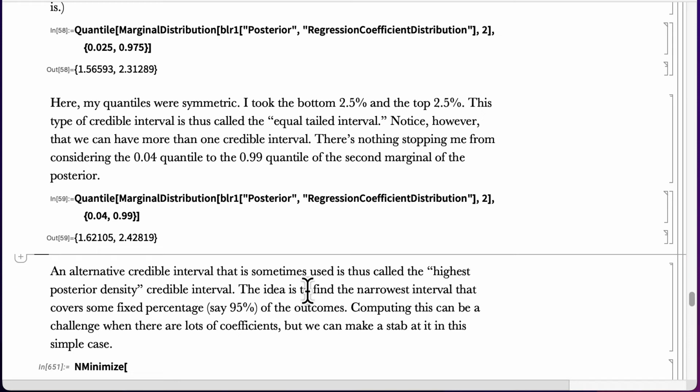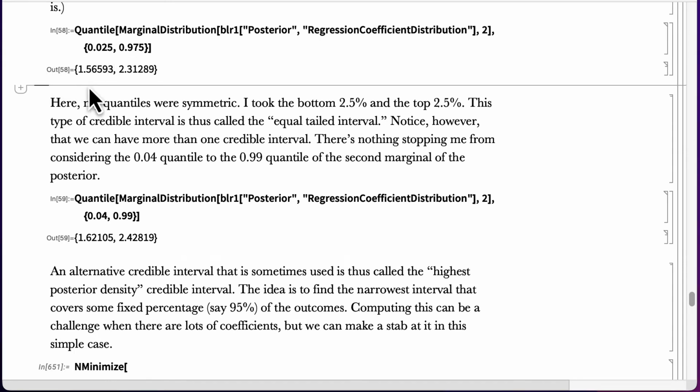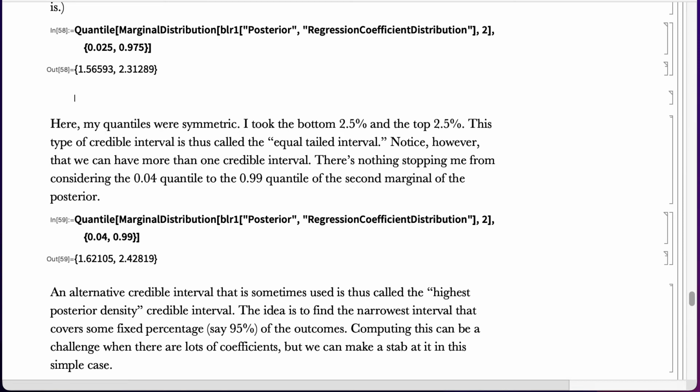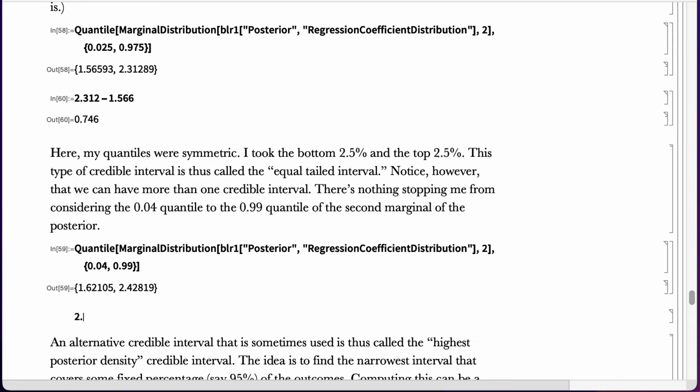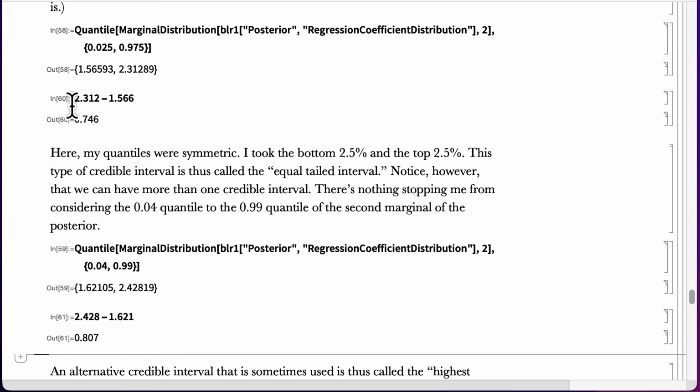Let me see if I could possibly explain it to you. So what's the difference between the high point and the low point here? I'm just going to approximate it. It's 2.312 minus 1.566, which is 0.746. Whereas here, it's 2.428 minus 1.621, so 0.807. So this is narrower than this one.